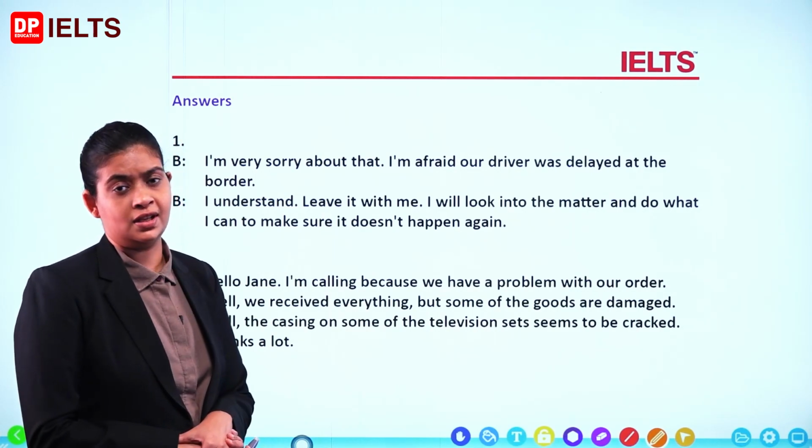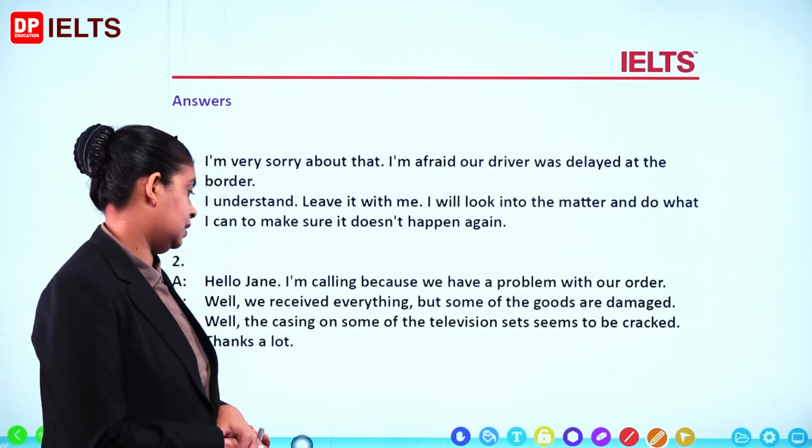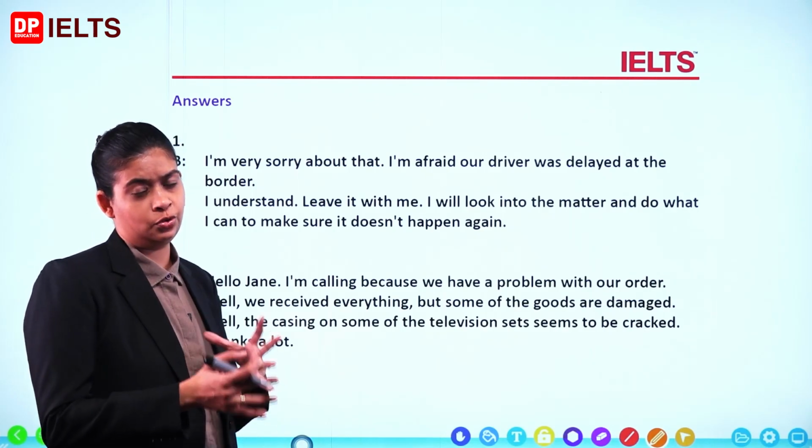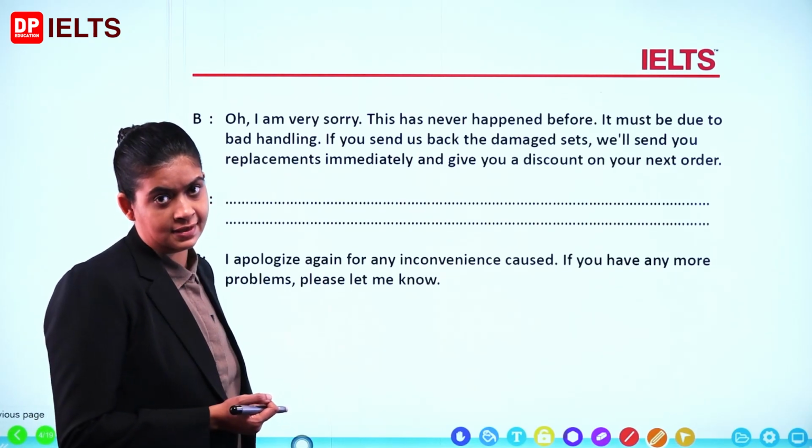ඉතින් casing ඇවිල්ලා සමහරක් මේ television sets වල crack වෙලා. ඊට පස්සේ අන්තිමට යා කියනවා thanks a lot. මොකද ඊතුරු සංවාදයේ ඒකේ sentences ටික මම කලින් discuss කරා.